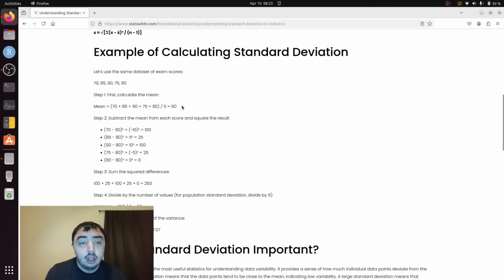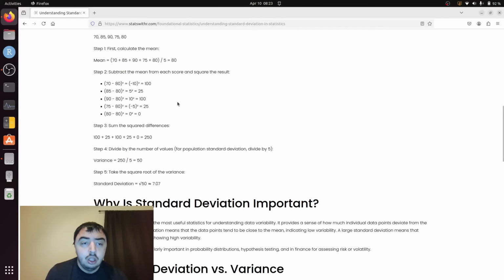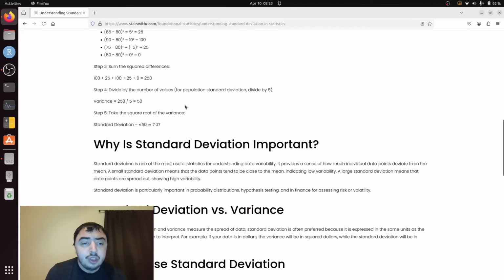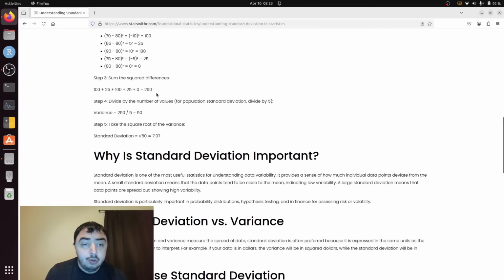Okay, so let's get to an example of calculating standard deviation. We have the same few numbers. You add them up and divide by the number of numbers you added up. You get 80. It's not like the variance example. You take each value, subtract the mean, and you square them. You do that for each number, and then you add them all up.